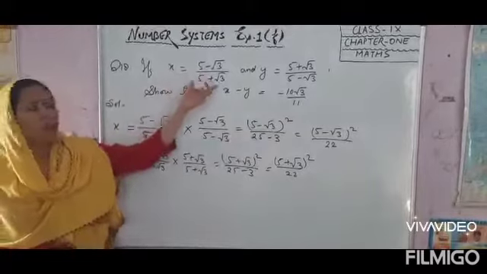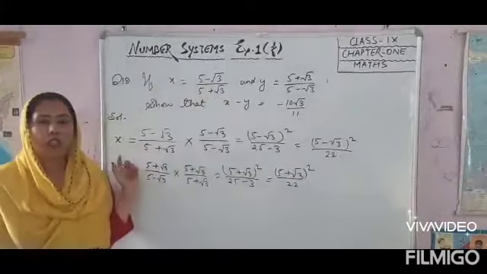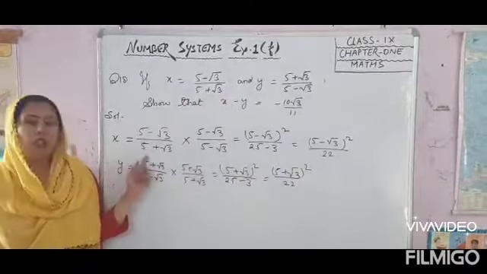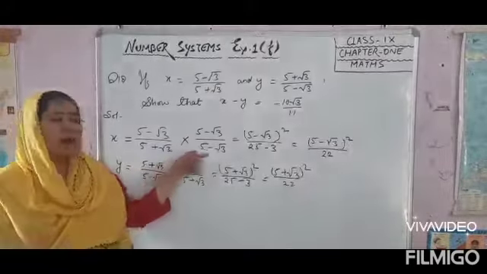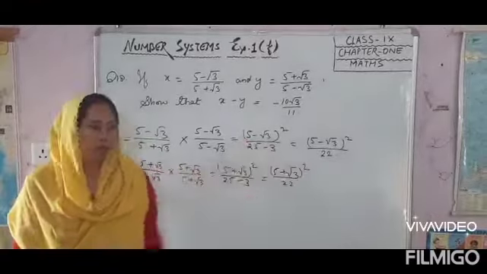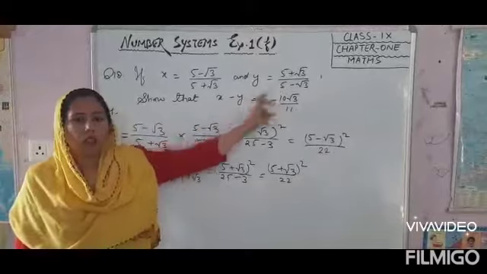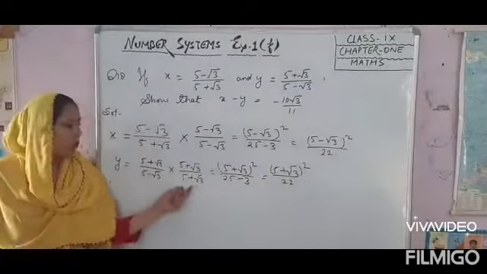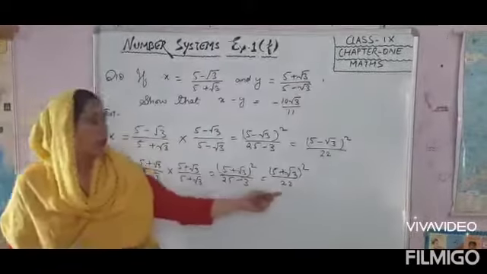If you observe, in the denominator of x we have an irrational number, so we will rationalize the value of x. This is not the actual value of x because an irrational number is written in the denominator. So we will multiply by its rationalizing factor and we will get the value of x. Similarly, the value of y is given over here. In the denominator we have an irrational number. This is not the actual value of y. So we will multiply by its rationalizing factor and we will get the value of y.